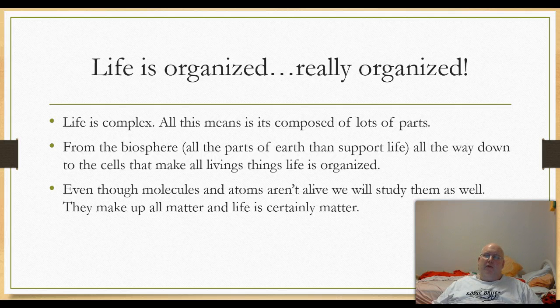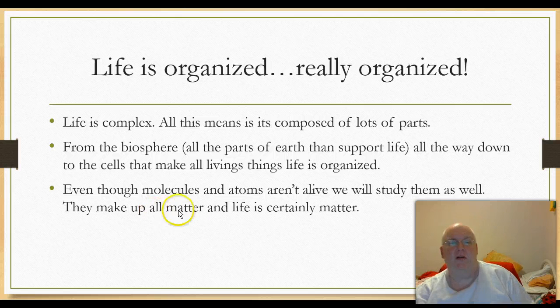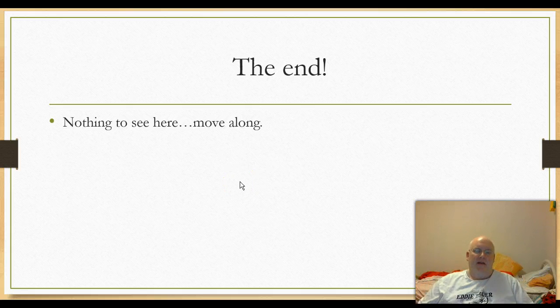And you work your way down through terms that we'll get to eventually, like communities and populations, down to single organisms, and then parts of organisms like organs, and then tissues and cells. And then finally we get down to this, in the third bullet here, where we talk about things like molecules, and then finally atoms. Even though molecules and atoms aren't alive by themselves, they do make up all matter, including living matter. So we are composed of billions and billions of atoms. So atoms and molecules are the place we usually start when we talk about how life is organized. All right, and that's it.